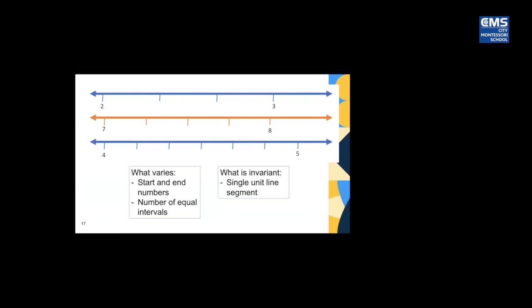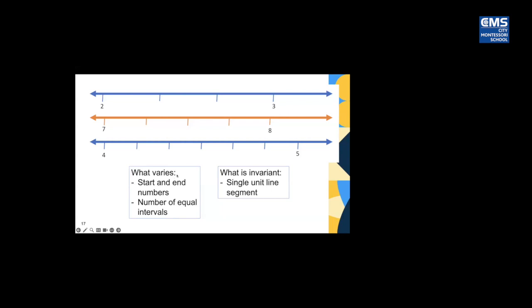In terms of thinking about what varies across the examples that the teacher had offered, there was variation in the start and end numbers, and there was also variation in the number of equal intervals that she'd offered the children. What was invariant across her set of examples was that there was always a single unit in terms of the line segment. You had a gap of 1 in all the examples that we offered.